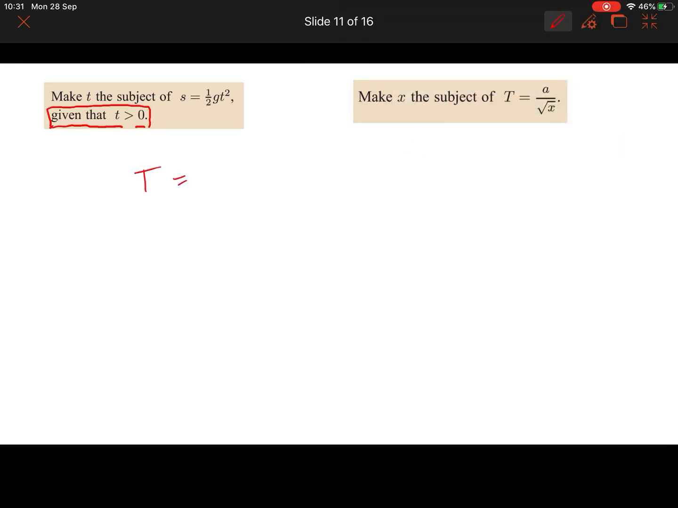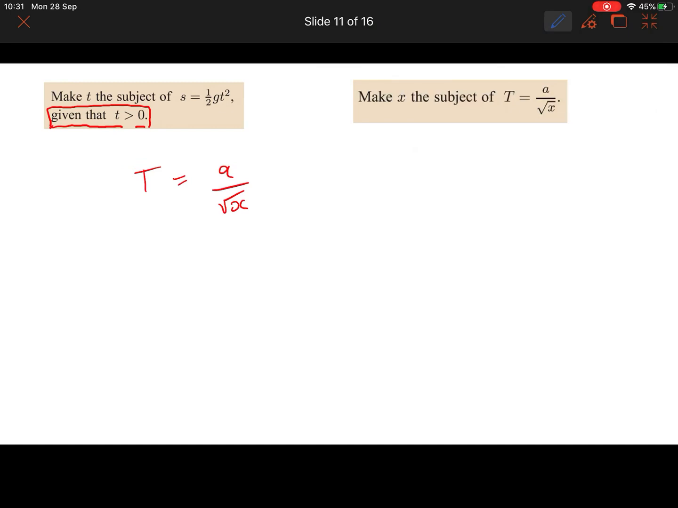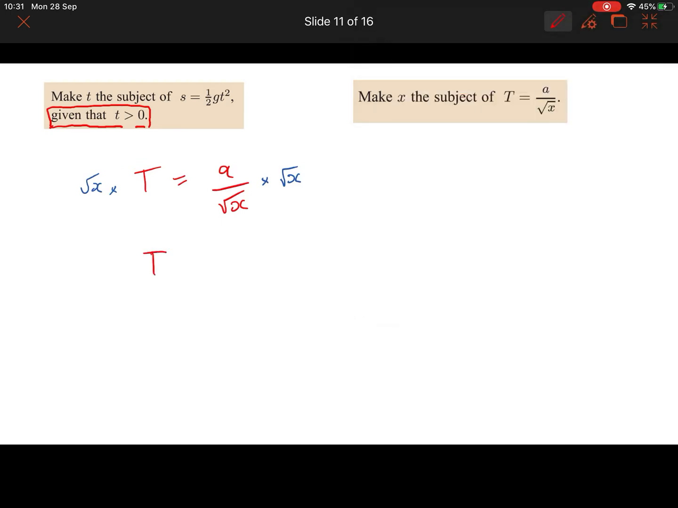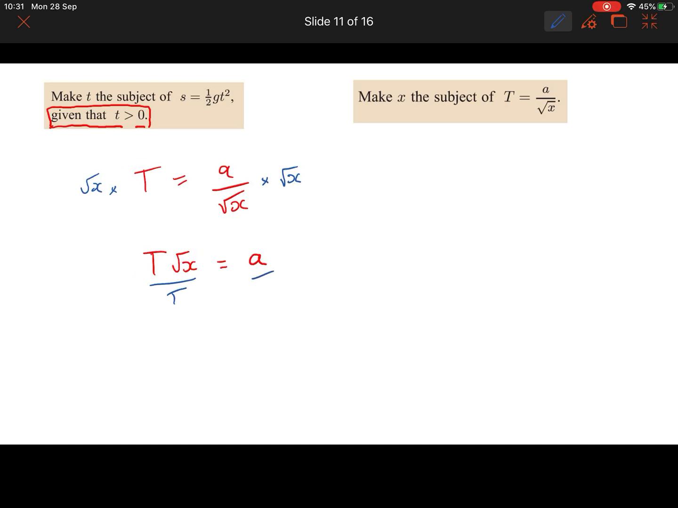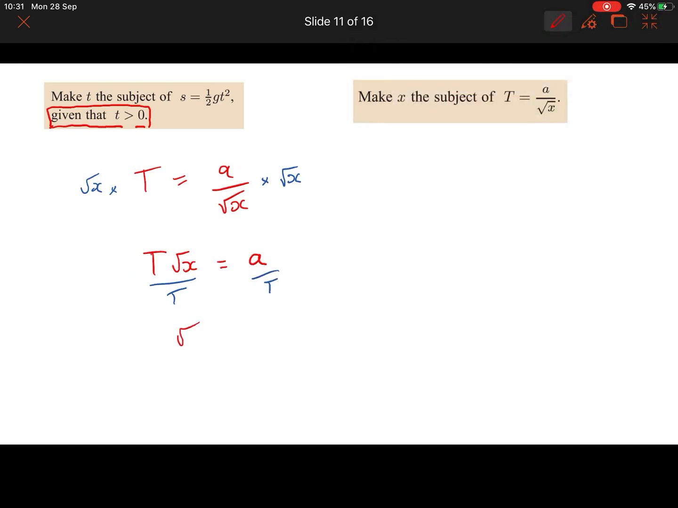Similar process for the second one. t is equal to a over root x. Well, let's take the x out of the denominator first of all by timesing both sides by root x. So I get t root x equals a. Now divide both sides by t. And so I get root x equals a over t.